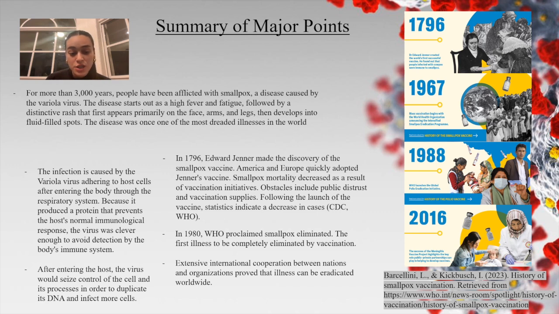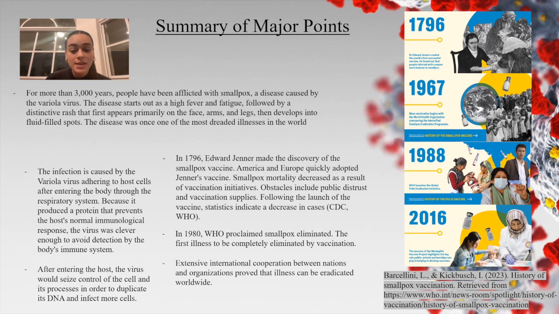The infection is caused by the Variola virus adhering to host cells after entering the body through the respiratory system. Because it produced a protein that prevents the host's normal immunological response, the virus was clever enough to avoid detection by the body's immune system. After entering the host, the virus would seize control of the cell and its processes in order to duplicate its DNA and infect more cells.